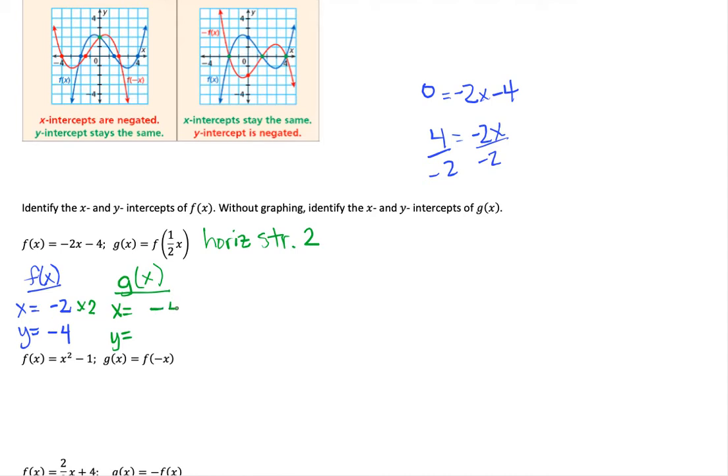So I get negative 4. And my y will stay the same, so negative 4. So these are my answers. I'll just circle them.